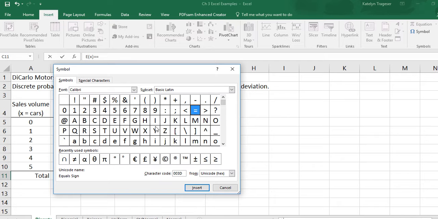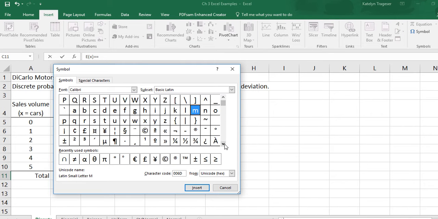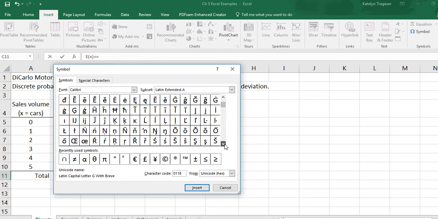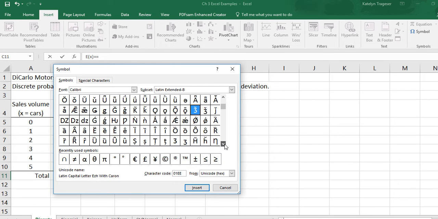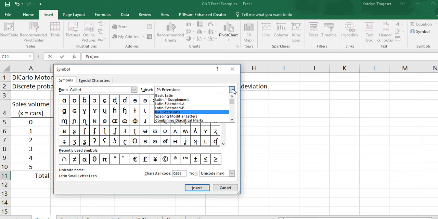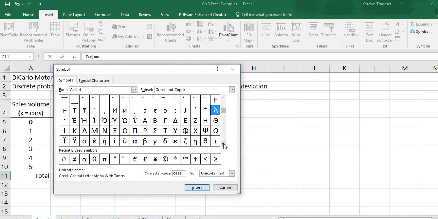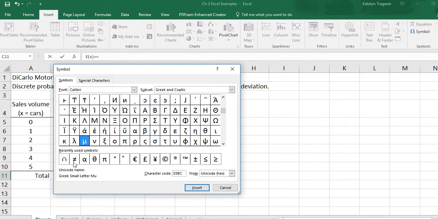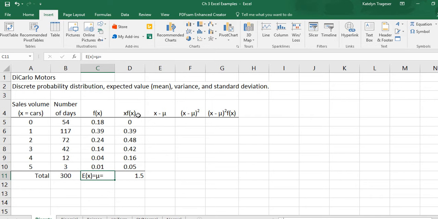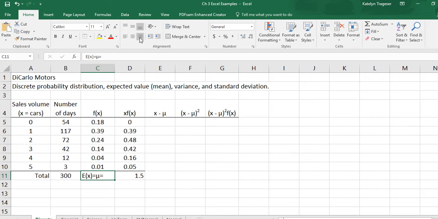So find your mu. Sometimes they get buried. The more you use them, the easier they become to find, and they pop up in your recently used symbols. But I found it in the Greek subset menu. Insert, close, popped it right in there. Okay, but I want to go ahead and right justify this so that it goes with my 1.5.